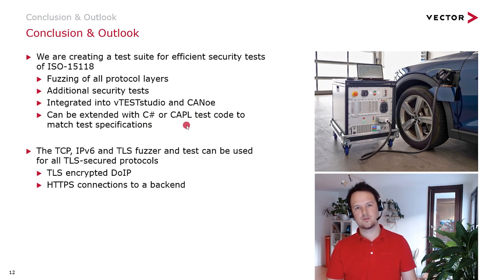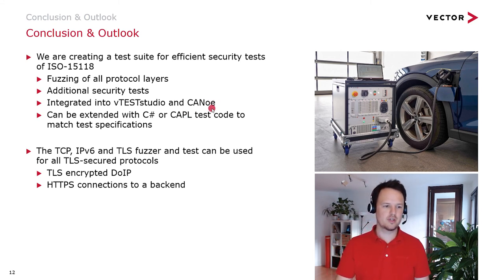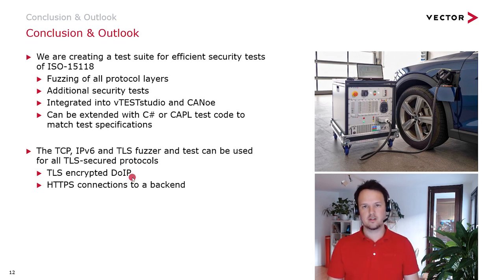We created this test suite initially for charging communication, but of course the protocols, or the fuzzers for the protocols, can be used in other places. We also use the TLS fuzzer to test diagnostic communication over IP. What's interesting there is that the roles are actually reversed, because the car is the server and our TLS test is then the client. But this also works well. Or you can maybe test HTTPS connections to the car or from the car into the backend.